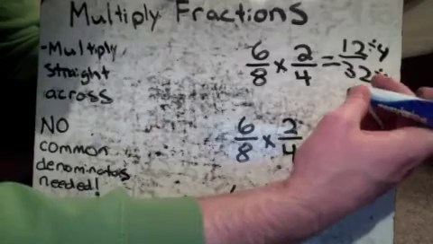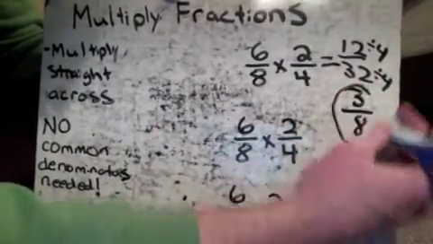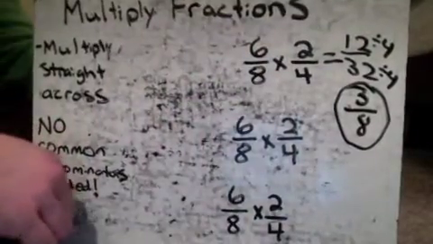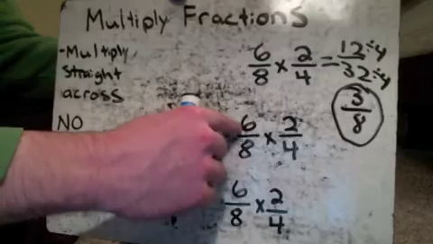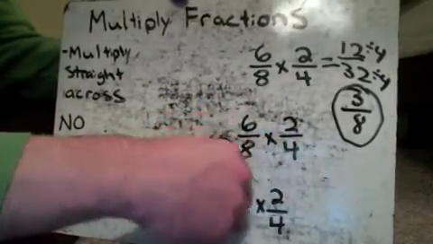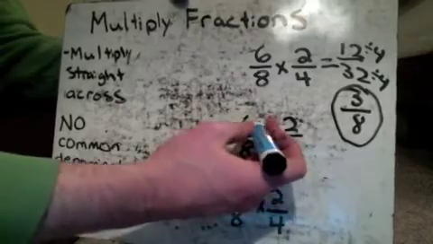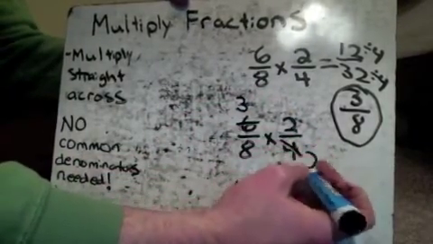12 divided by 4 is 3. 32 divided by 4 is 8. I get 3/8. There's my answer. Okay, piece of cake. Now, if you want to do the cross reducing, the cross division, if I have 6 and 4, well, they're both even, so 2 goes into those. 6 divided by 2, 3. 4 divided by 2, 2.